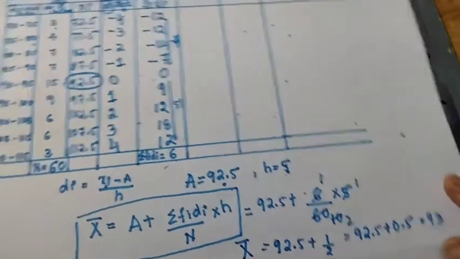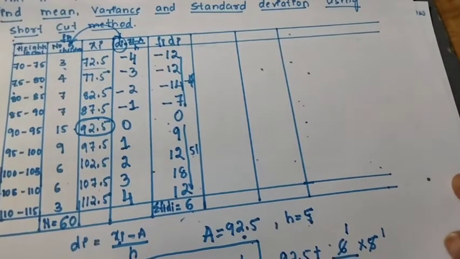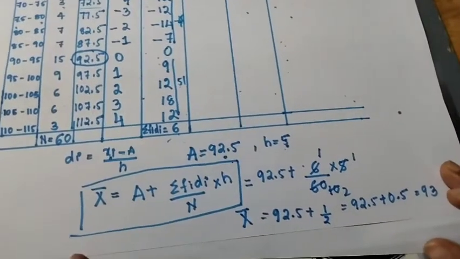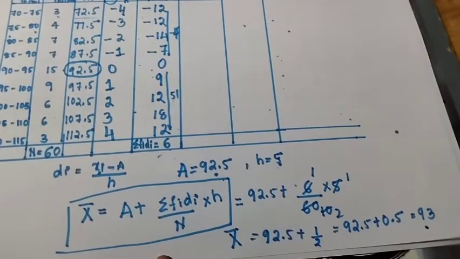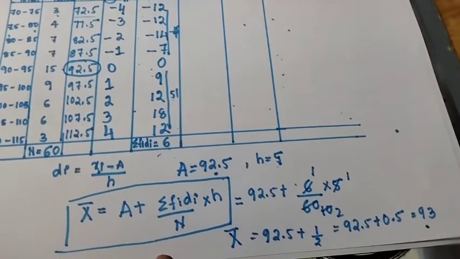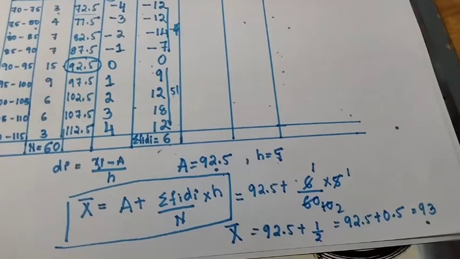93. You were asked to calculate mean, variance and standard deviation using the shortcut method. So using the shortcut method we get the mean value as how much? 93. Okay. So next I have to calculate variance and standard deviation.